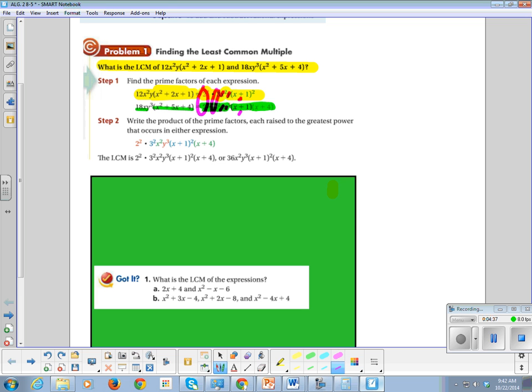I feel like I should erase this so you guys can see a little bit better. So you look at the power of 2, you say 2 squared is the biggest version of that, so 2 squared goes in my LCM. 3 squared, 3 squared. You find the biggest amounts of each one. So the least common multiple is 2 squared, 3 squared, x squared, y to the third, x plus 1 squared, and x plus 4. So it's what you would get if you multiplied them together without any repeats.